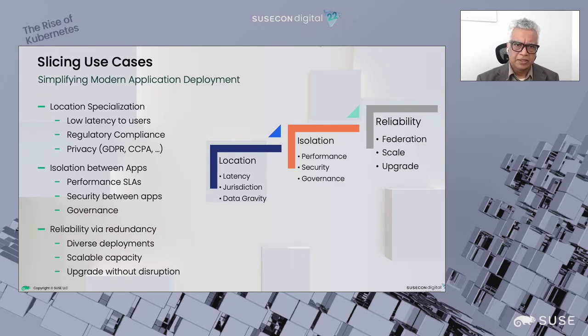So the use cases of this are, for example, categorized under location, isolation, and reliability. Location in the sense that, let's say you need a location for low latency close to your customer, or you need to observe some jurisdiction, perhaps some regulatory compliance for GDPR or other rules, or there is a simple data gravity. You can't move that data because it's too much. So in all those cases, you need to have more than one cluster.